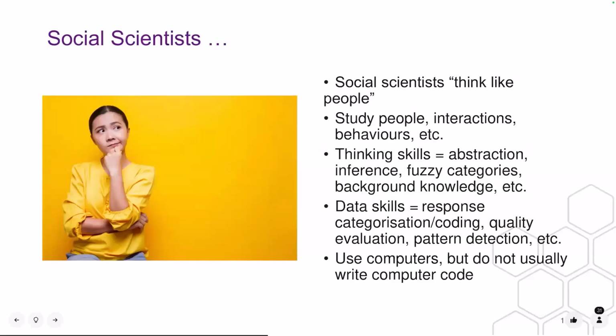But it's important to point out that social scientists do build up a lot of data skills in the course of their research. If you think about things like response categorization and coding, quality evaluation, pattern detection, and statistics in general. But whilst they do use computers, this often doesn't involve writing computer code. Traditionally, it might involve computer programs such as SPSS or Stata for statistical analysis. But like I said, typically not much code.